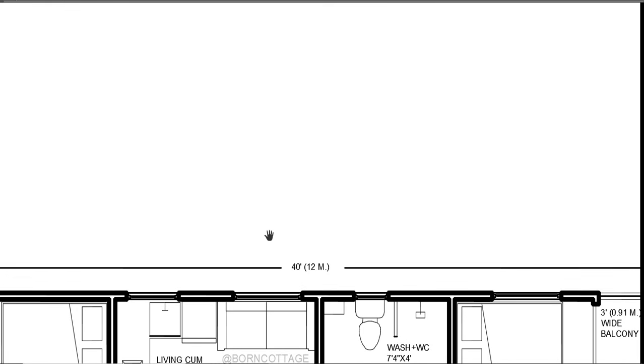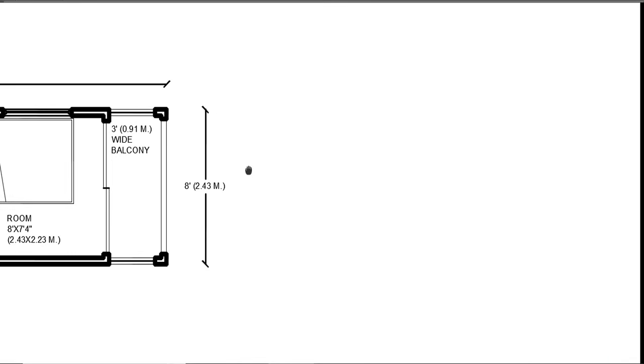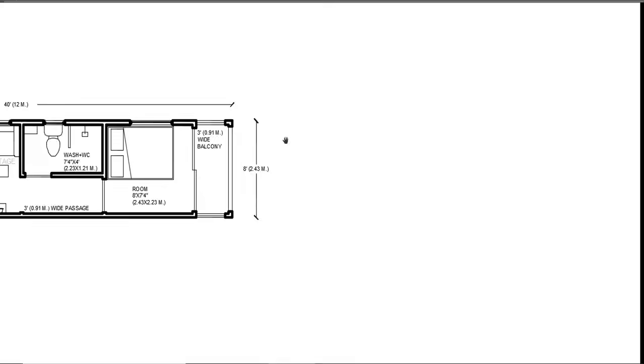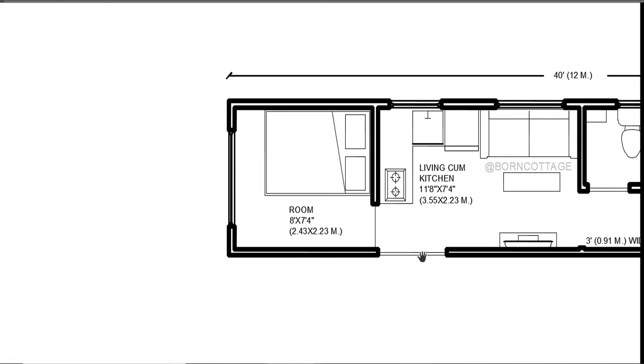So this is the floor plan of the house. There is a 40 feet shipping container. The total area I have taken is the length is 40 feet, in meter 12 meter, and the width is 8 feet, in meter 2.43 meter. So in the front we have a glass door here. After that we will go inside.